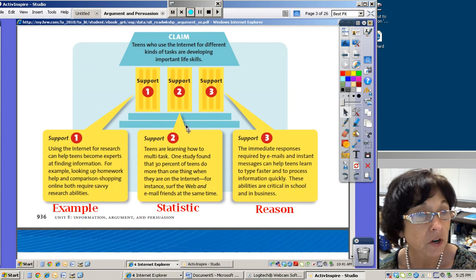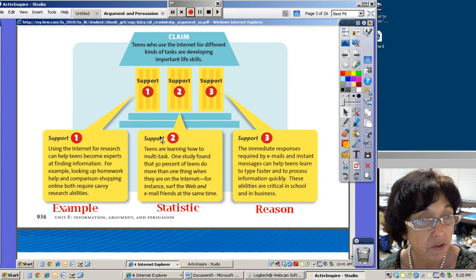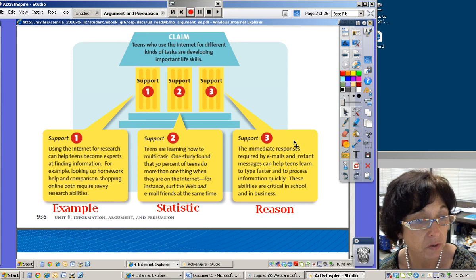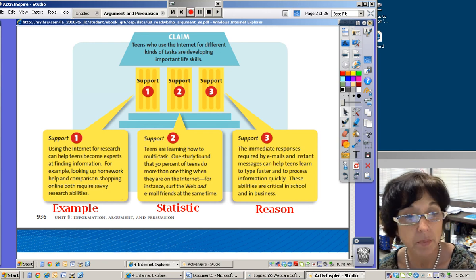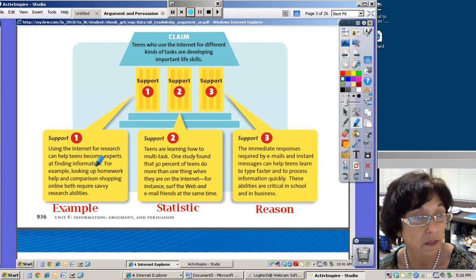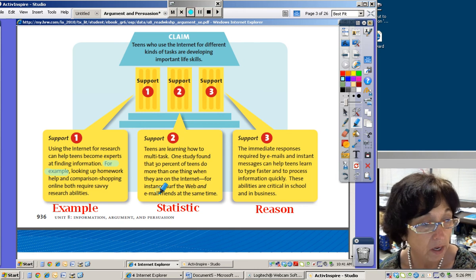All right, so here you have the rest of the picture. Here are the 3 different pieces of support they've used. Let's look at the first one. Using the internet for research can help teens become experts at finding information. For example, let's highlight that. For example, there's your clue that this is an example. Looking up homework help and comparison shopping online both require savvy research abilities. Okay, so there's your example.